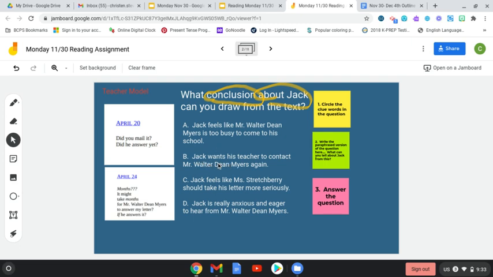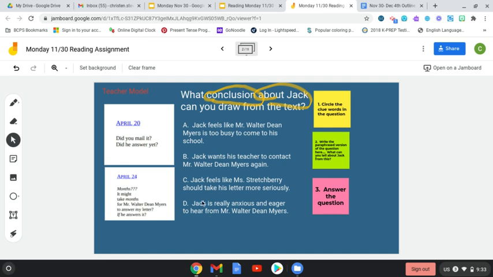B, Jack wants his teacher to contact Mr. Walter D. Myers again. I didn't really say that in here, that he wanted her to message him again, so I don't really think that's it. C, Jack feels like Miss Stretchberry should take his letter more seriously. I mean, when he's talking to her here, he's more talking about how he can't believe it's going to take so long. So I don't feel like that's the best answer.